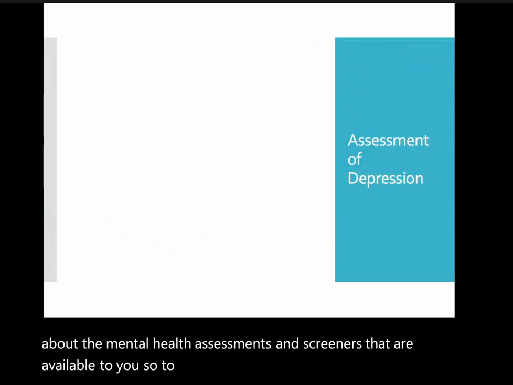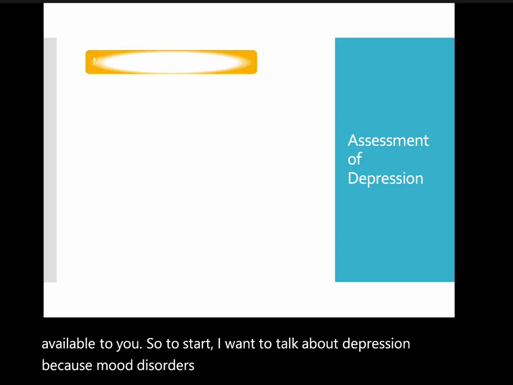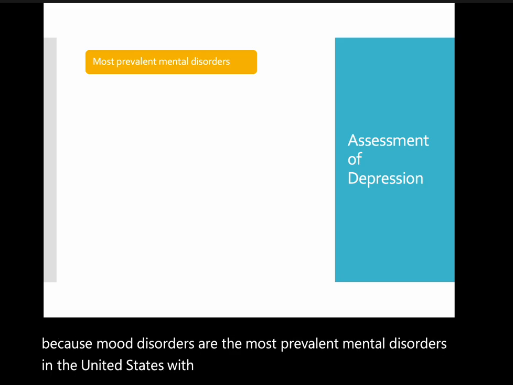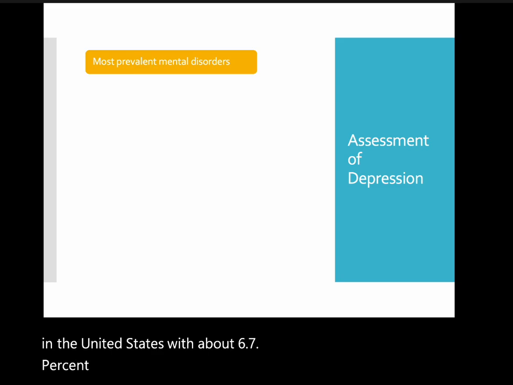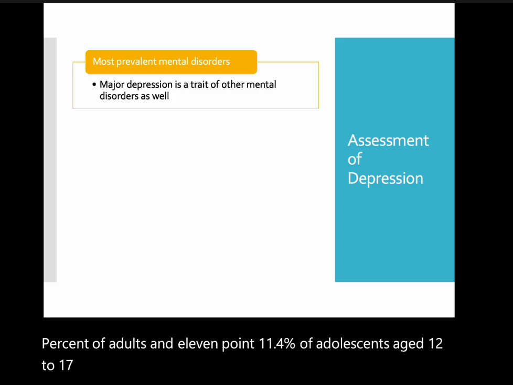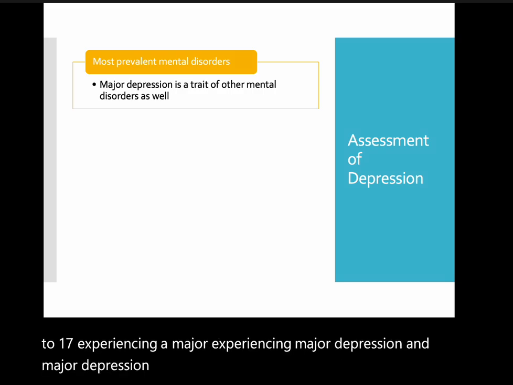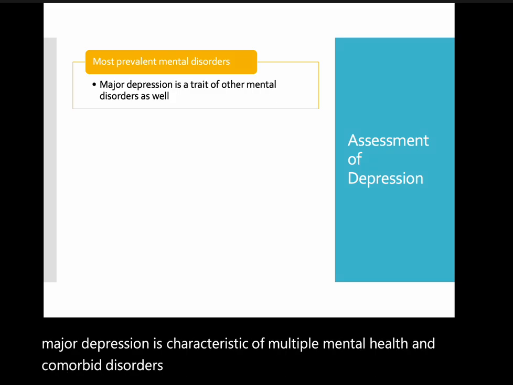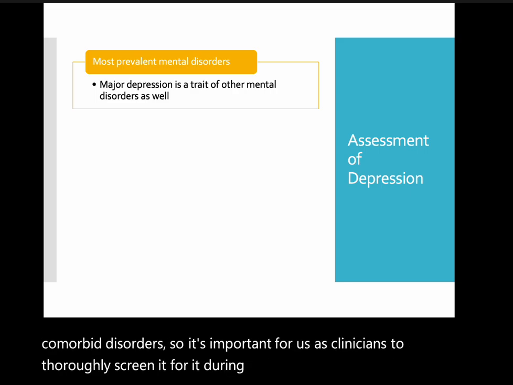So to start, I want to talk about depression because mood disorders are the most prevalent mental disorders in the United States, with about 6.7% of adults and 11.4% of adolescents aged 12 to 17 experiencing major depression. And major depression is characteristic of multiple mental health and comorbid disorders, so it's important for us as clinicians to thoroughly screen for it during any initial assessment.